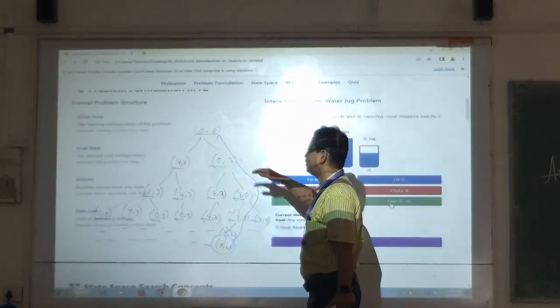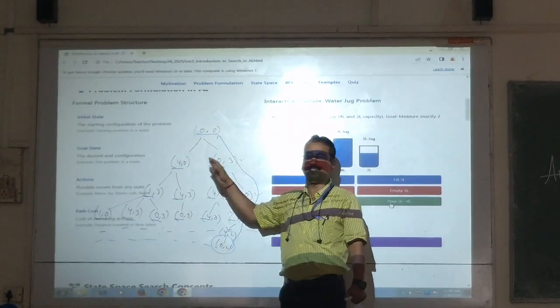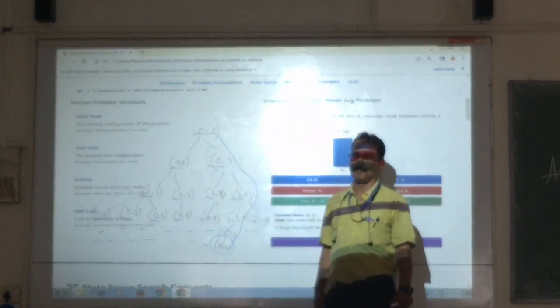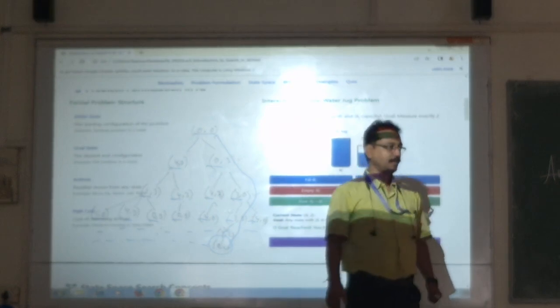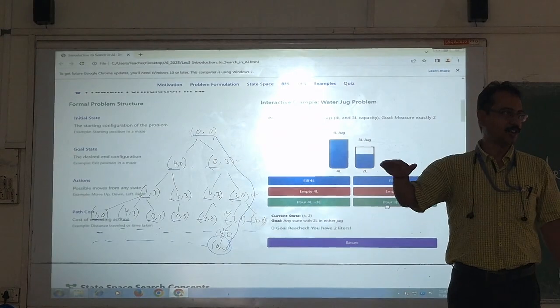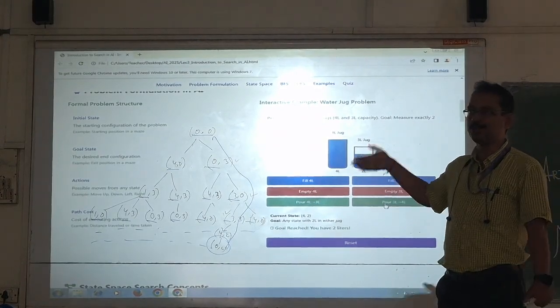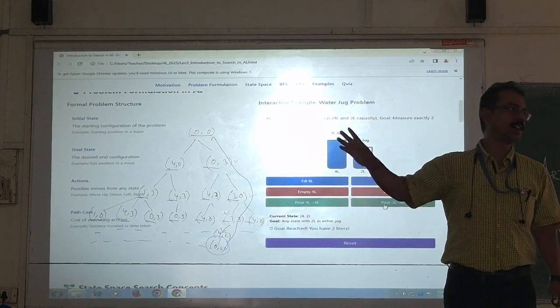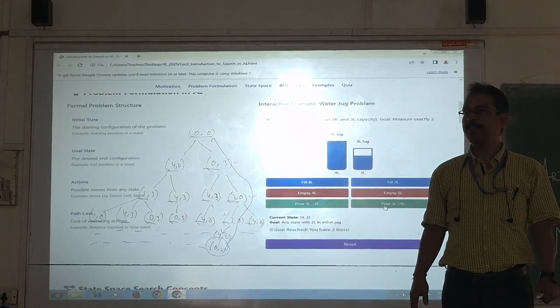Whatever I have applied in this search, what I have done? I have checked each level of the tree one by one. Each level means breadth wise I have searched. So that's because this search that I have told you is known as breadth first search or BFS.